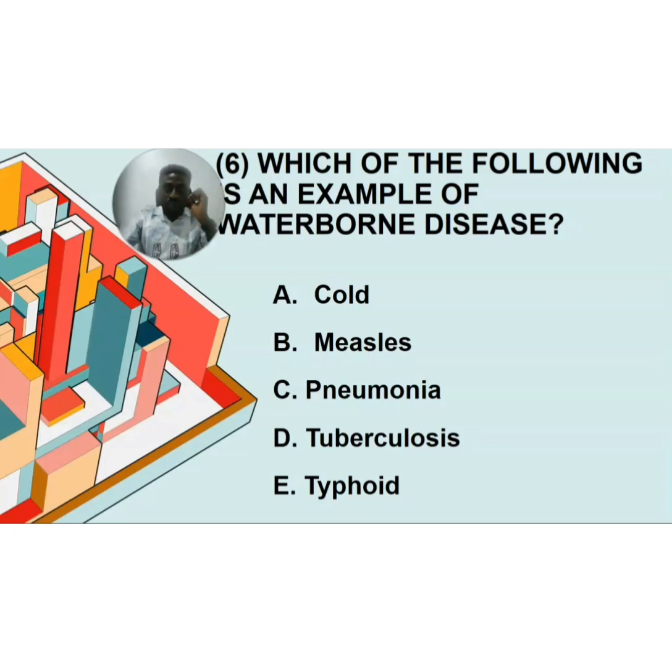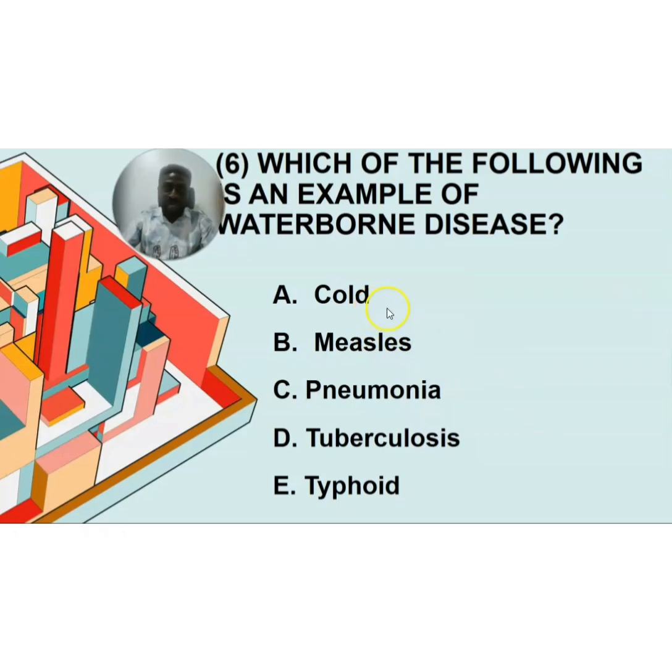Question 6 says, which of the following is an example of waterborne disease? Remember, the keyword there is waterborne disease, a disease that is transmitted through water as a medium. So which of these diseases can be transmitted through waterborne medium? A, cold, B, measles, C, pneumonia, D, tuberculosis, E, typhoid. So take a look at the options one after the other and process the correct answer from all other distractors. Write it down in your biology notes. We're going to be reviewing the answer shortly.